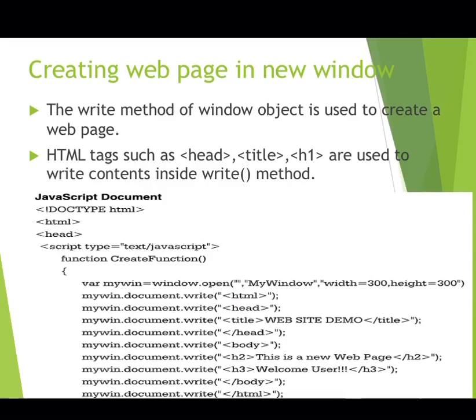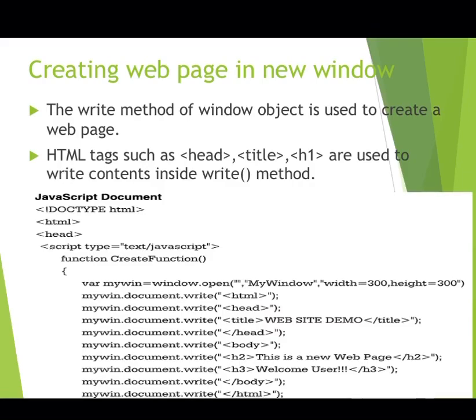So my_win.document.write, first is your HTML tag, then document.write head tag, then document.write title of the window is website demo, then close title tag, then my_win.document.write close the head tag, my_win.document.write open body tag, inside the body tag you will write the content.